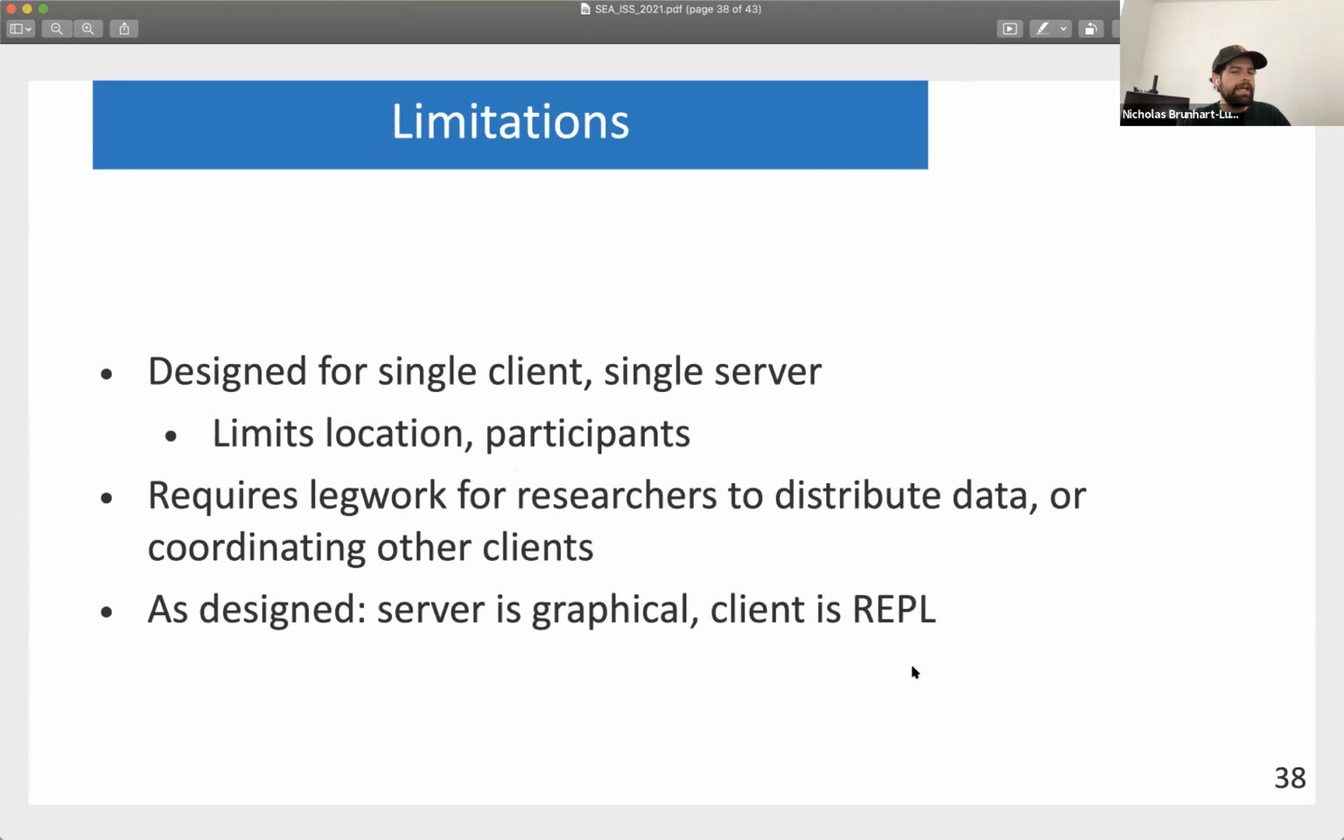Inside Plotty VR, technically, we have discovered a few limitations that have made themselves known. First, it was designed for a single client, single server. That has not stopped users from patching in other sorts of clients. Like I said, for the self-organizing map example, they were able to bring that in, but they had to do all that work by hand. It was very manual. There's a lot of legwork. A lot of users are not going to do that. That was an exceptional user. And as implemented, the server has to be graphical. The client has to be a REPL kind of a thing, and that has some limits.